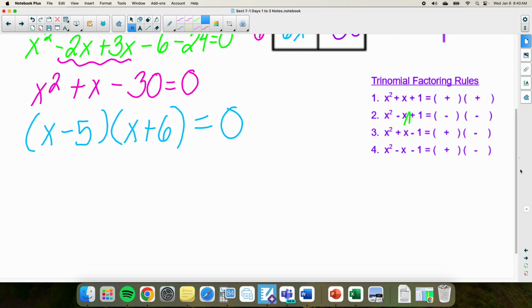So my answers would be the opposite of that. So the opposite of negative 5 is 5. The opposite of plus 6 is negative 6.